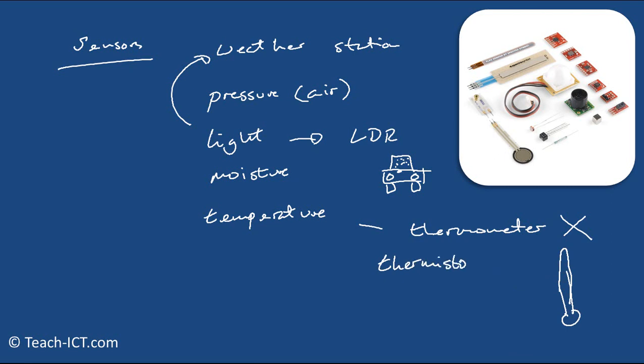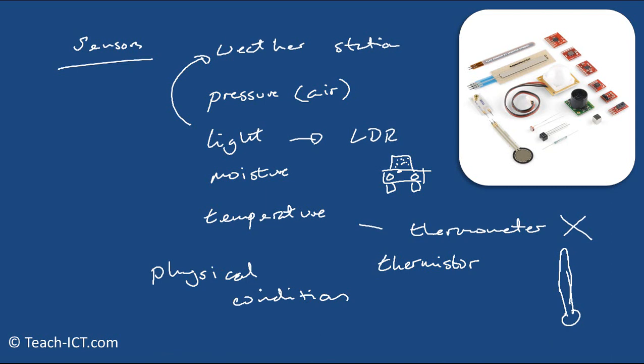Technically, we want to be using the term thermistor. A thermistor technically is a resistor where the resistance changes depending on the temperature. But it's basically a sensor that will capture, if you like, physical conditions. Temperature and moisture and light and pressure, air pressure and whatever it's going to be, they're all physical conditions, and that's what a sensor is.